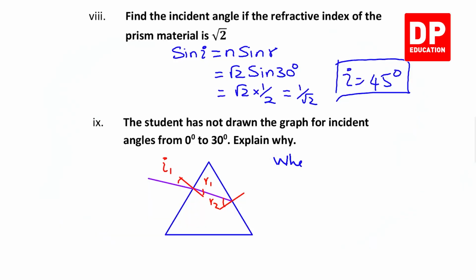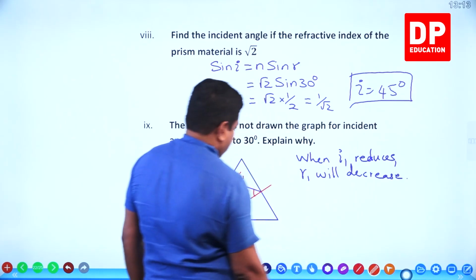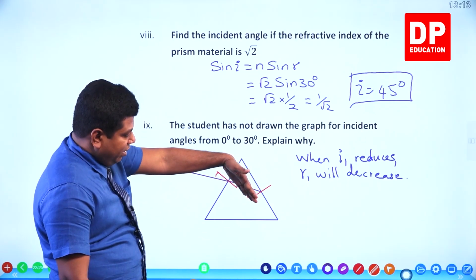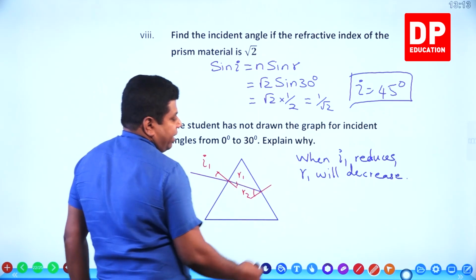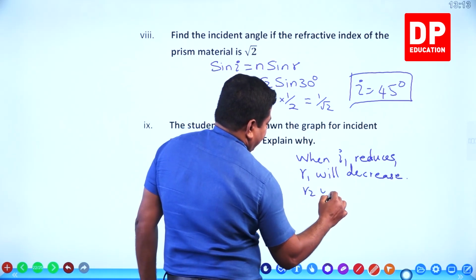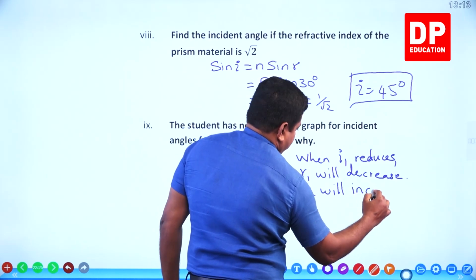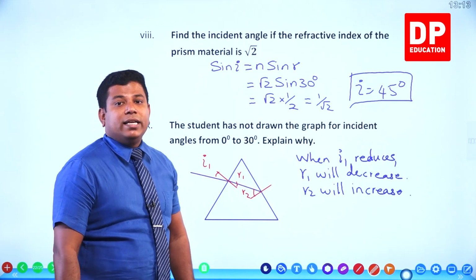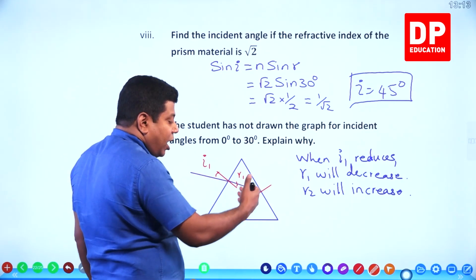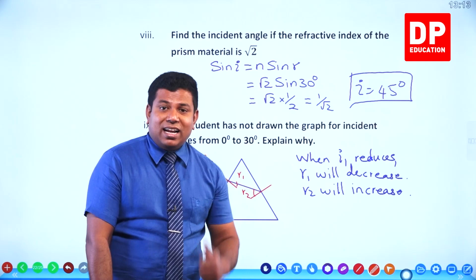When I1 reduces, R1 will decrease. R1 decreases means, guys, this angle becomes more and more. The R2 angle will become higher. R2 will increase. What will happen if R2 increases beyond the critical angle?